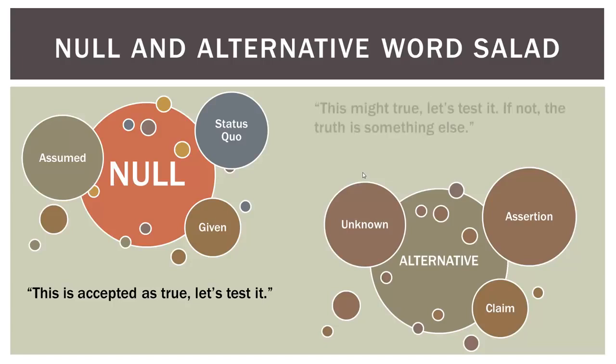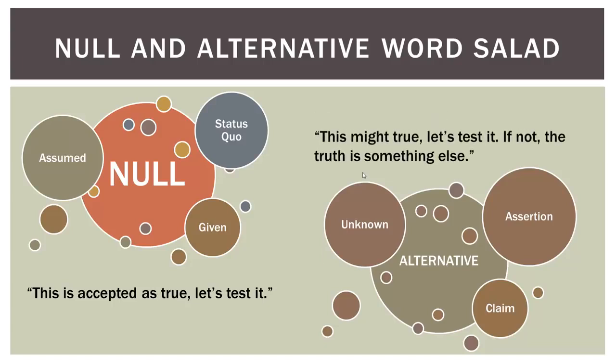It's some unknown, we're making some unknown claim or unknown assertion or something we're testing. So think of the hybrid engine. So this is something that might be true. Let's test it. If not, the truth is something else. So again, the null is about an assumption that we can either reject or fail to reject. The alternative is like some conjecture. It's some unknown assertion that we're going to test. Two very different things.